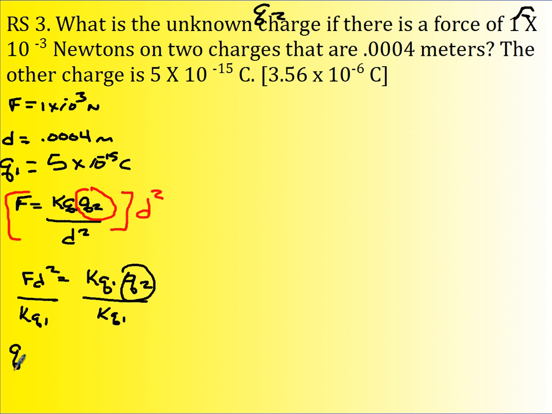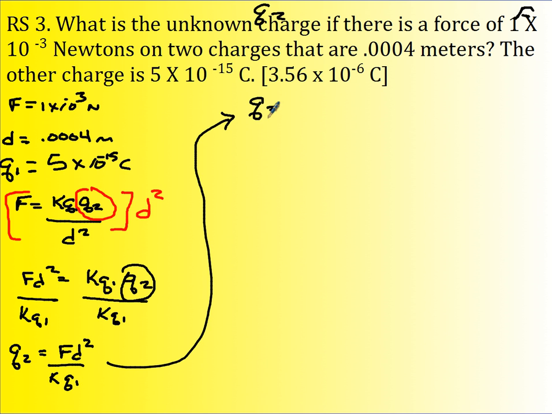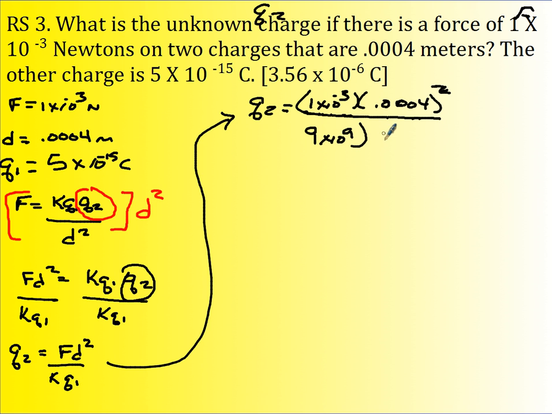So Q2 is F D squared divided by K Q1. Now we're going to plug this in. Q2 is the force, which is 1 times 10 to the negative 3 times D squared, so it's 0.0004 squared, divided by K, which is 9 times 10 to the 9th, and Q1, the first charge, is 5 times 10 to the negative 15.